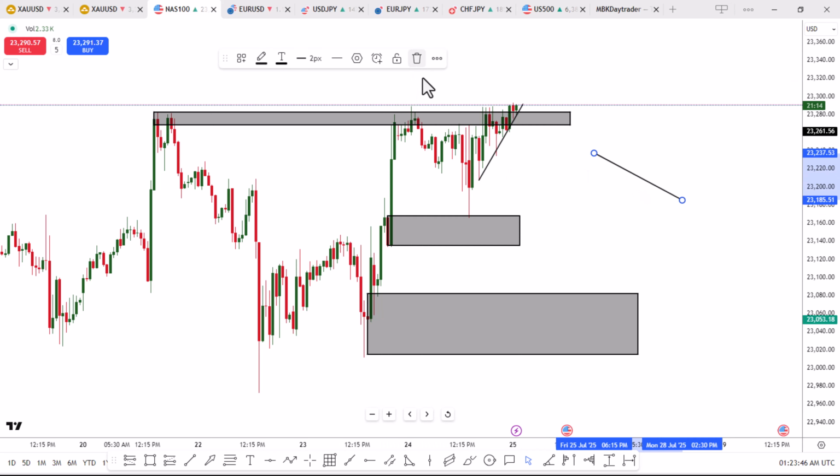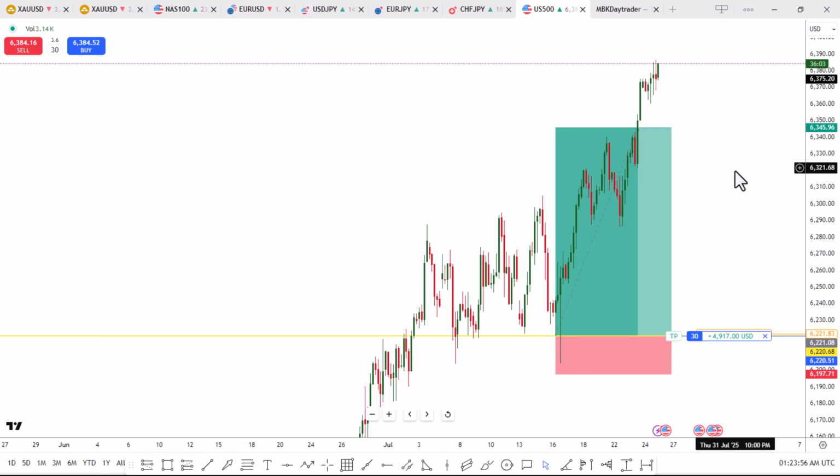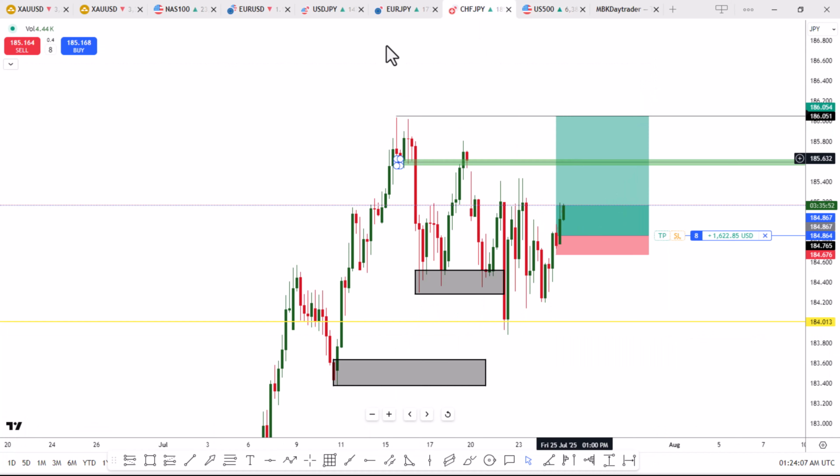My favorite pair is actually gold because it respects levels very, very well, and at the same time I like US 500 because it's a very easy pair. It takes a very long time to actually push. So even if you're a beginner trader, it will take you some days before you actually lose money, right? That's just how it is. So it's very, very simple. But yes, that's just it.